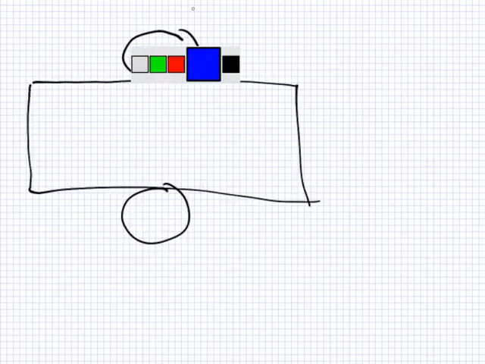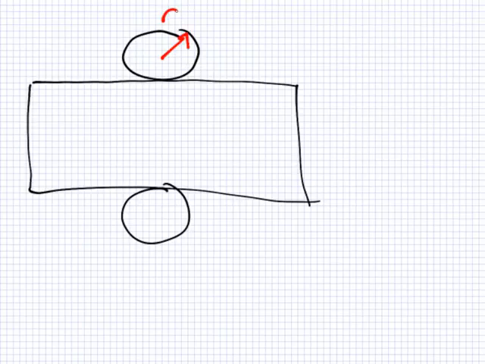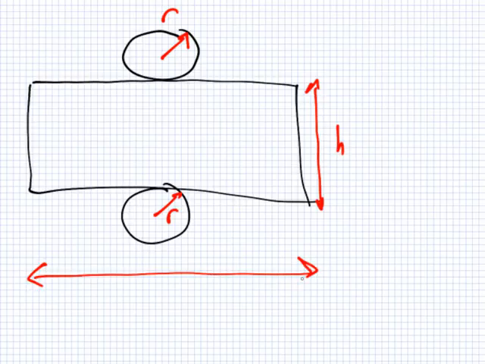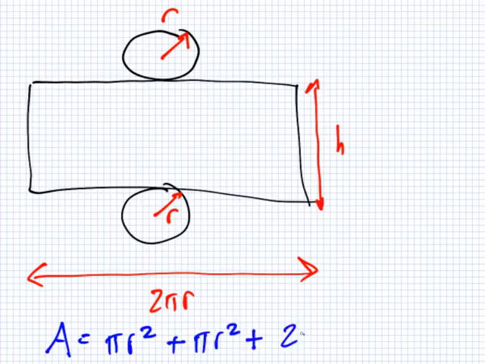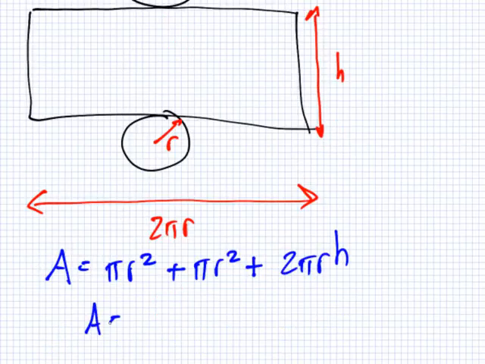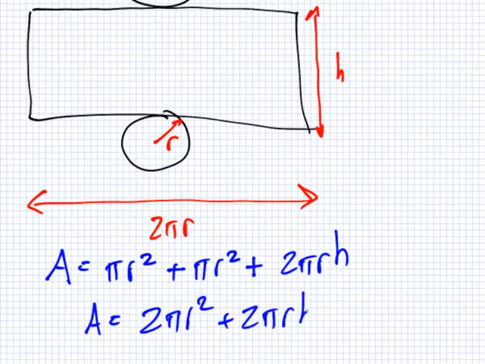Okay, so this here is R, and this here is R, and this here is H. And what about this? Oh, very good, 2 pi R. So the area is pi R squared plus pi R squared plus 2 pi R H. So the area is 2 pi R squared plus 2 pi R H.